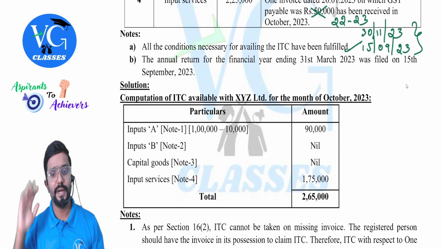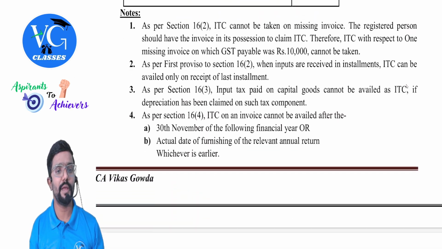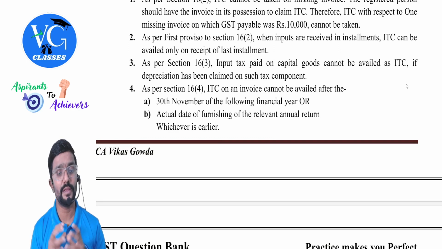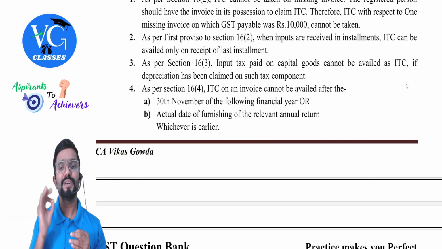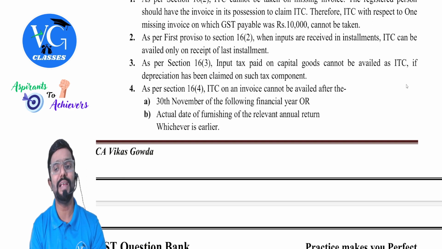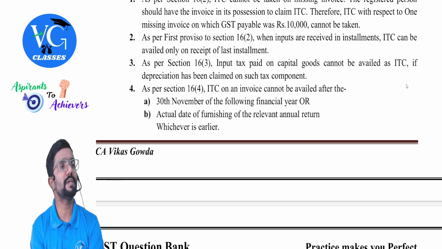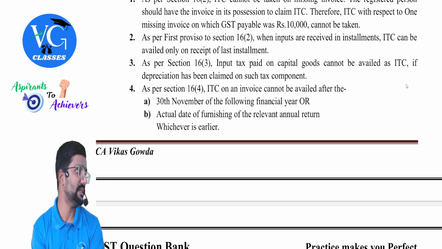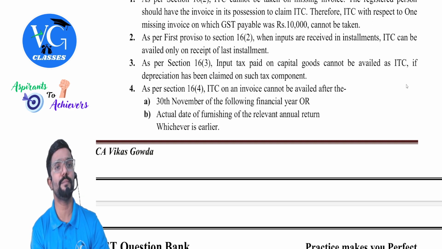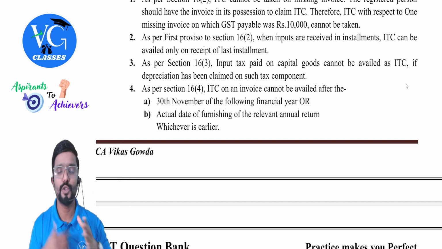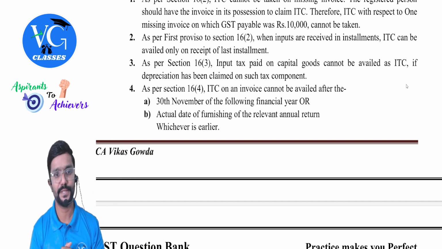Next, capital goods. Sir, it is already capitalized for the full amount, no debit, no credit on it. As per section 16(3) of the CGST Act, input tax paid on capital goods cannot be availed as ITC if depreciation has been claimed on such tax component. Sir, how did we know it? Because in income tax, they have capitalized the entire invoice price, including GST. So it is understood that on the GST component, depreciation will be claimed as per section 32 of the Income Tax Act. Hence, no credit under GST, guys.